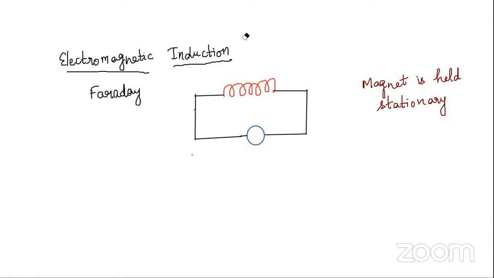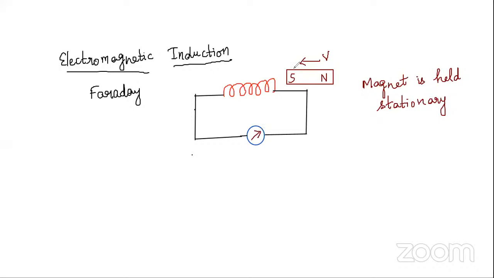So the bar magnet is now moved with the south pole facing the coil. Okay, initially it was north pole, now it is south pole. It is moving with velocity v towards the coil. When the north pole was moved towards the coil, the deflection of the galvanometer was in this direction.